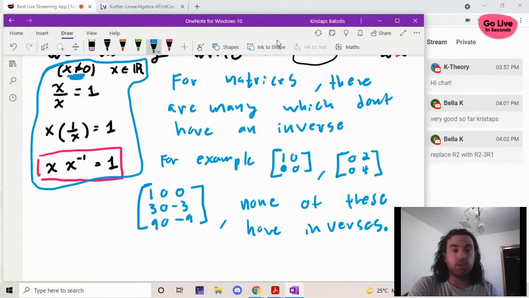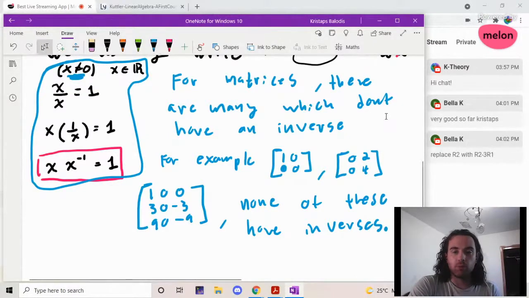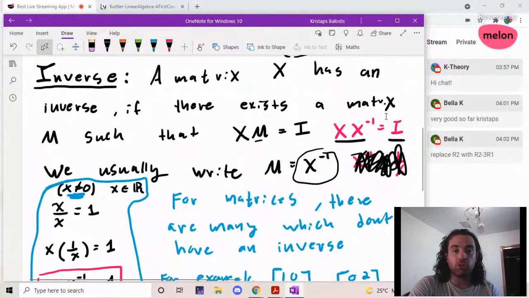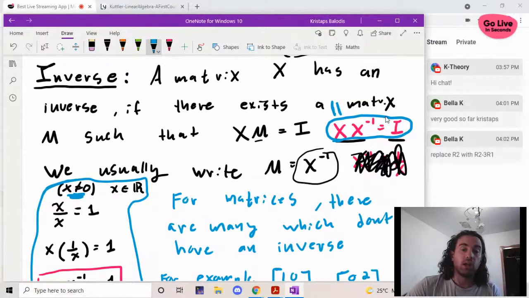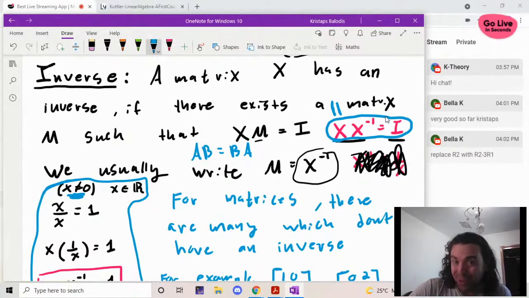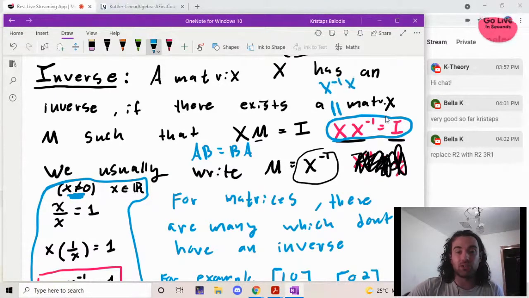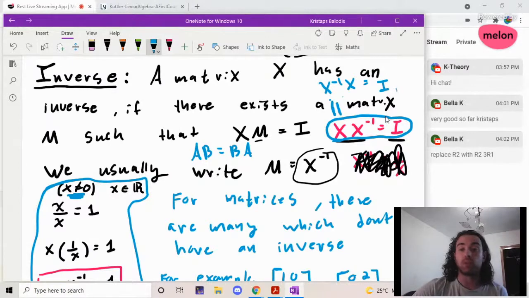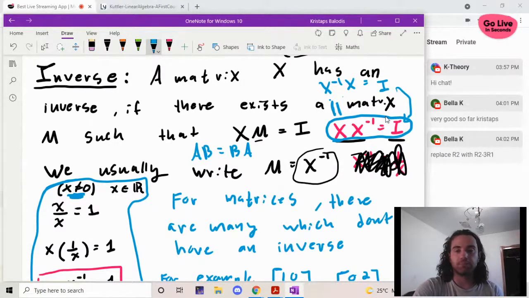But if a matrix does have an inverse, right? So the point is to remember, a matrix doesn't always have an inverse, but if it does, this is what it means. We can find some matrix that we can multiply it by to get the identity. And the other thing to keep in mind, matrix multiplication is not always commutative, right? It's not always true that A times B is equal to B times A, but it is sometimes true. And when we have an inverse, that's one of the cases when it's true. X times X inverse and X inverse times X, those will always be the same thing, which is the identity.